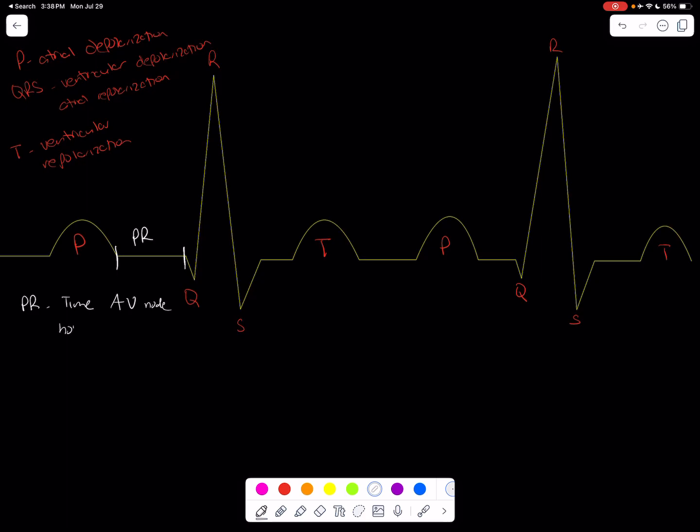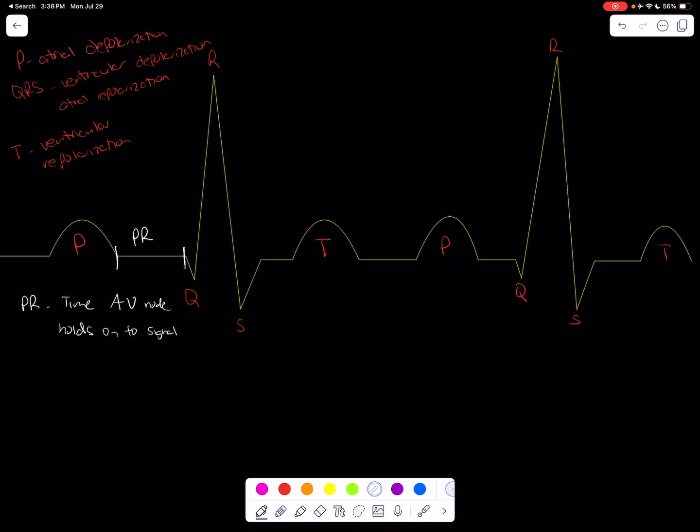Okay, remember the AV node, its job is to hold the signal and then send it along so ultimately the ventricles can contract. But the reason we want it to hold on to the signal is because we don't want the atria and the ventricles to contract at the same time. It would be inefficient. Holds on to signal.